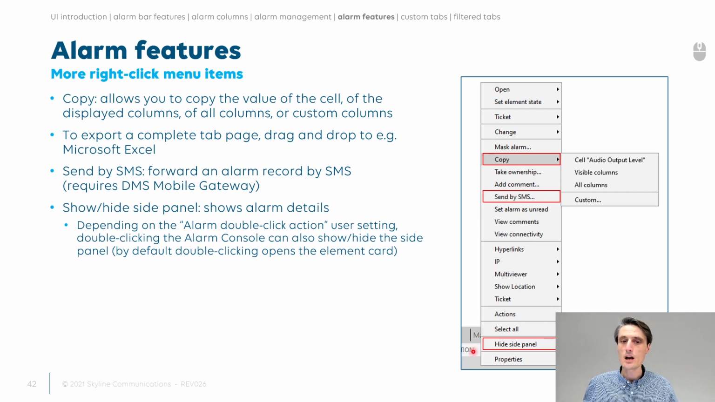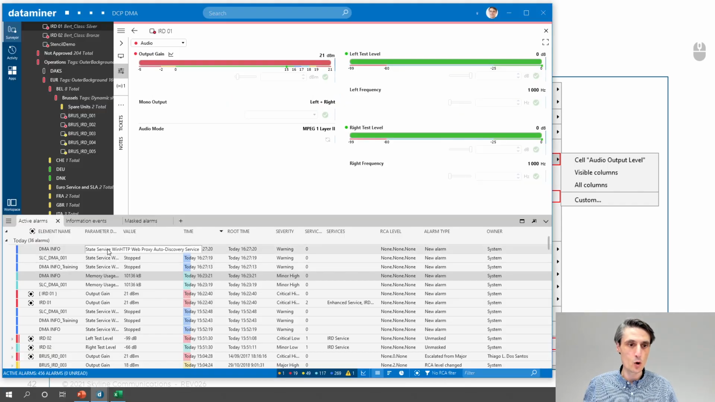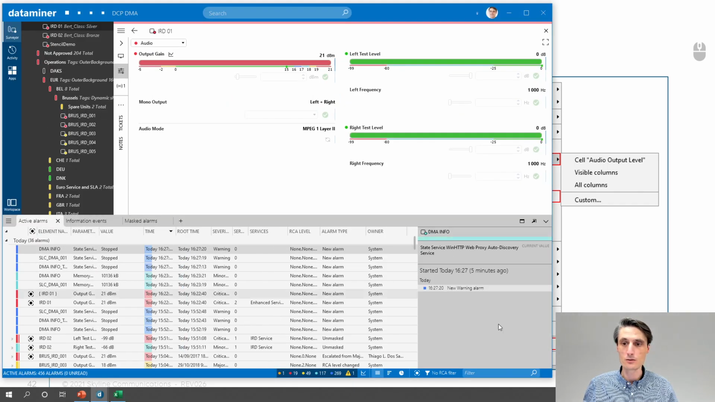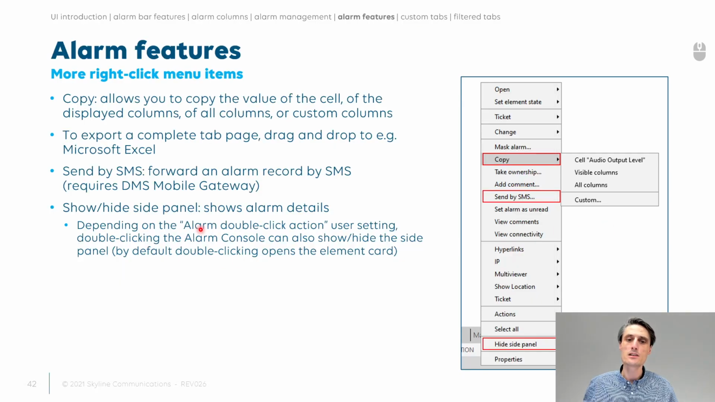There is also the show and hide side panel. We already discovered that that is the possibility to open up that side panel on the right hand side. Note it is indicated also this is a user setting, the double click action of an alarm. If you double click on an alarm, what do you want to happen?